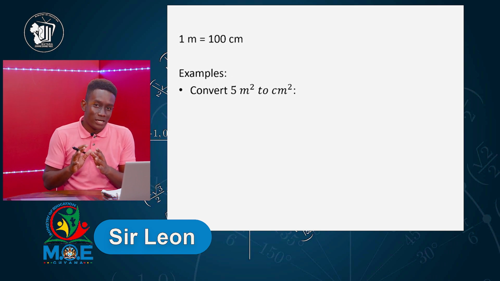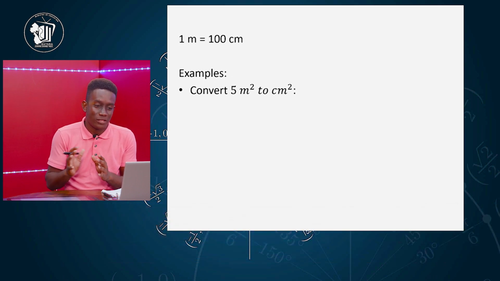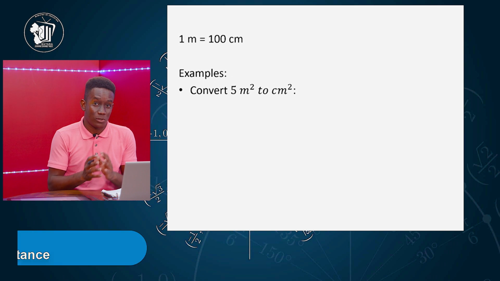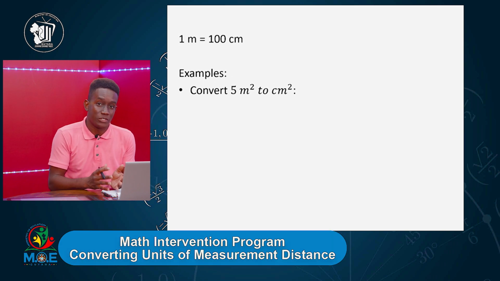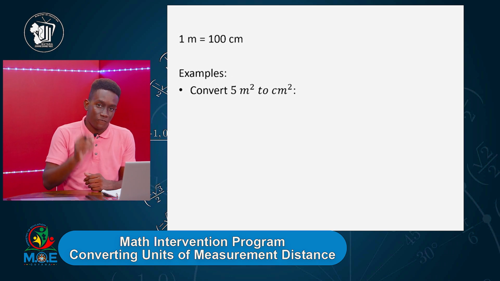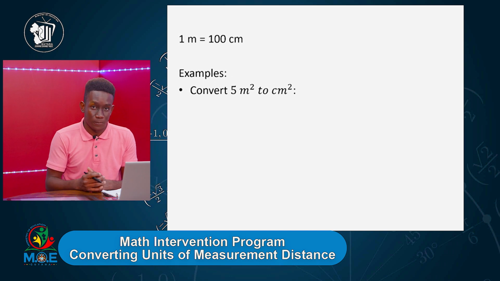So let's look at different ways of converting. Sometimes you may be given an area of a shape. You may be asked to convert that area, we know area is measured in squared units, to another unit of measurement. So in this example, we want to convert 5 meters squared to cm squared.